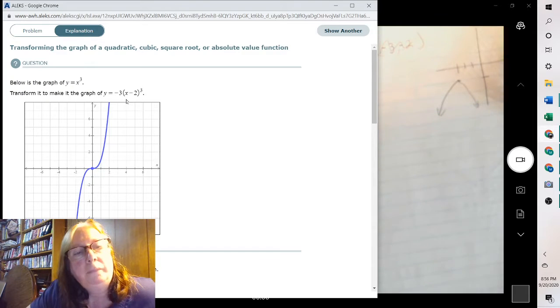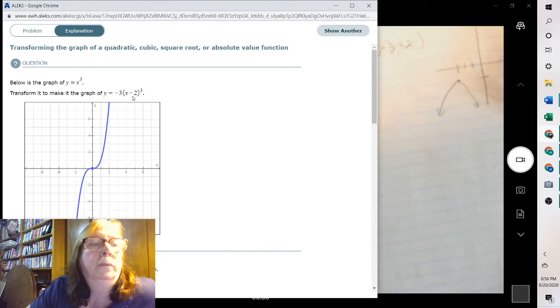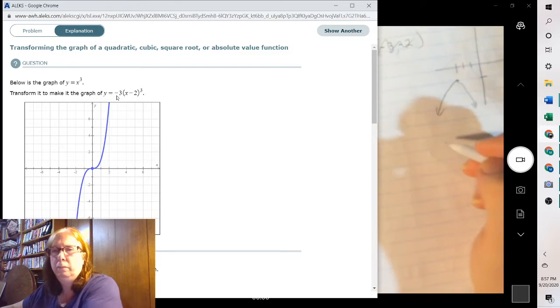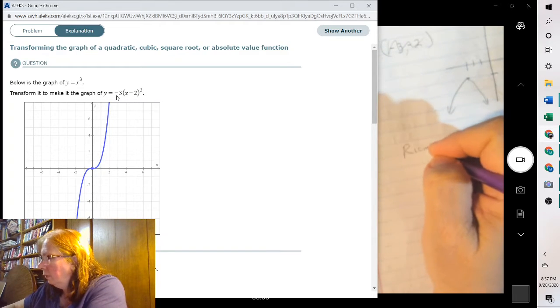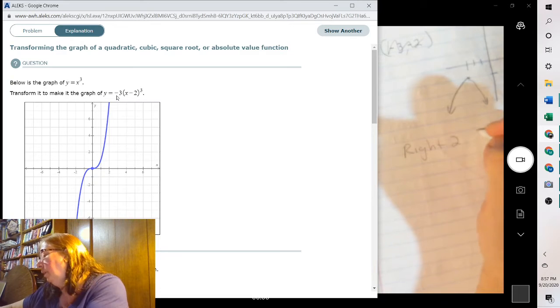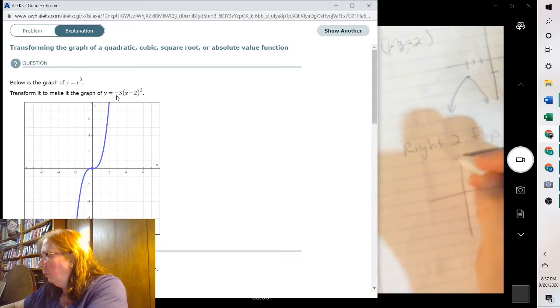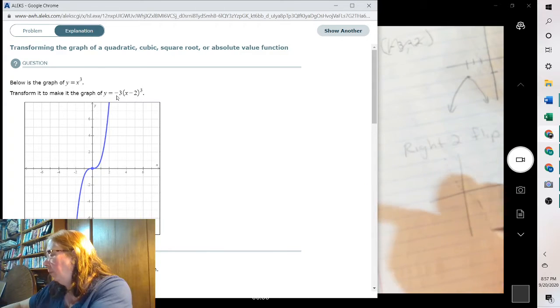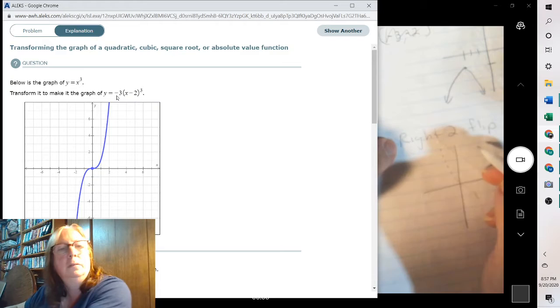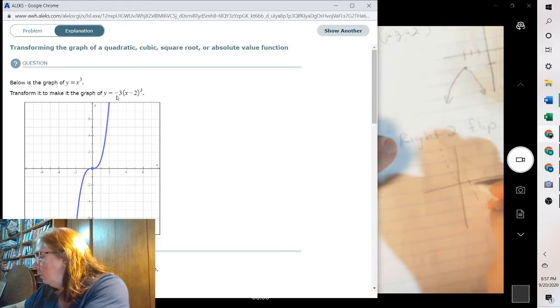Okay. And this one, it's going to move to the right 2. And remember, it's a cubic function, looks like a snake. So it's moving to the right 2. That negative is going to flip it. So let's move right. And we need to flip. So the basic graph, instead of going up, is going down because of that flip. And then it's moving right 2. So it's going to start here.